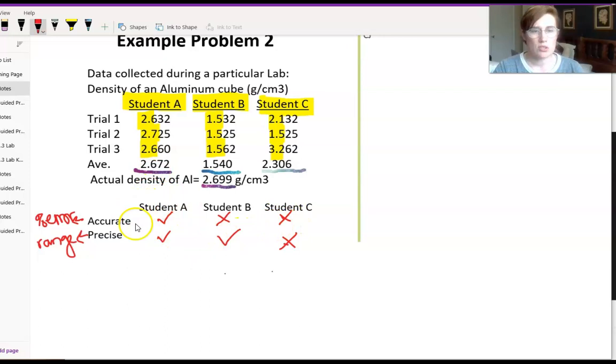And so the way you would describe them, if I was asking you to write a couple sentences about this, is you would say student A's data was accurate because it was close to the accepted value, and it was precise because the data points were close together. Student B was inaccurate because it was far away from the actual value, but it was precise because the data points were close together. And student C was inaccurate because the data points were far off from the actual value and the data points were far apart. So they would be imprecise as well.